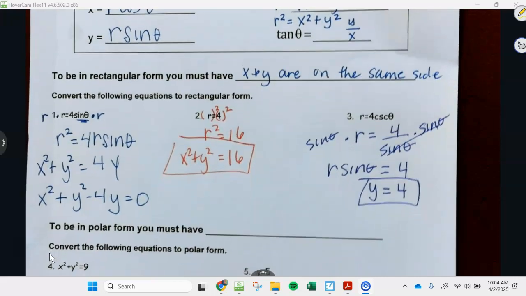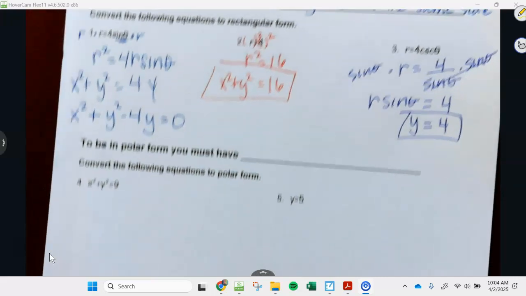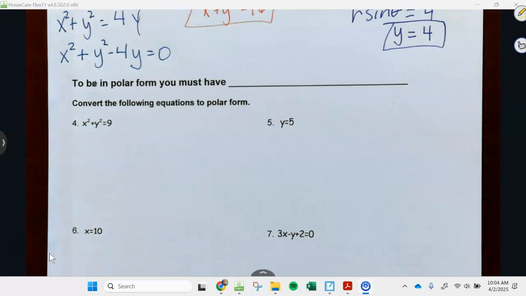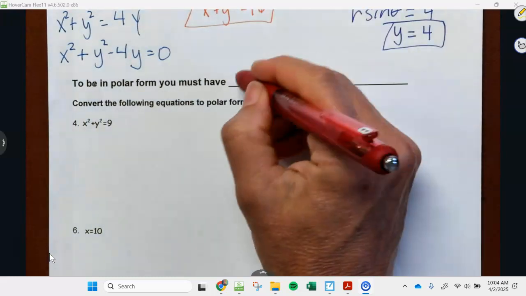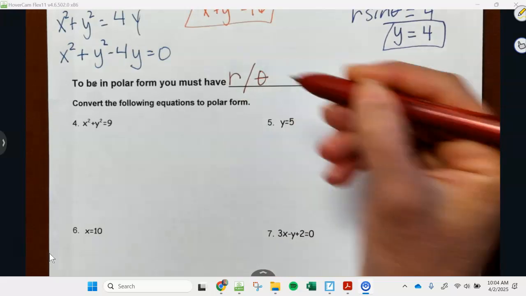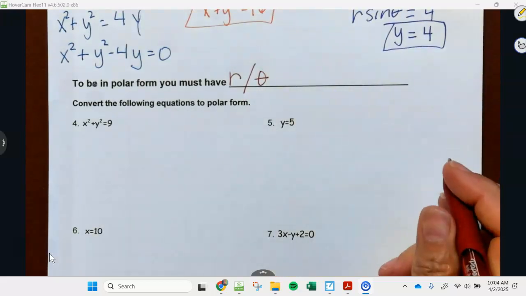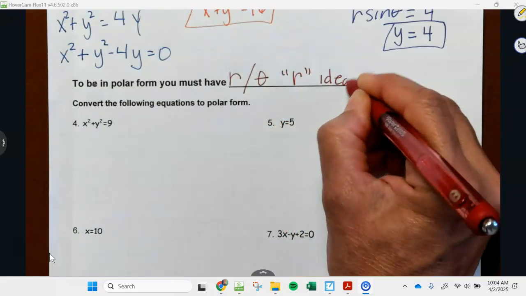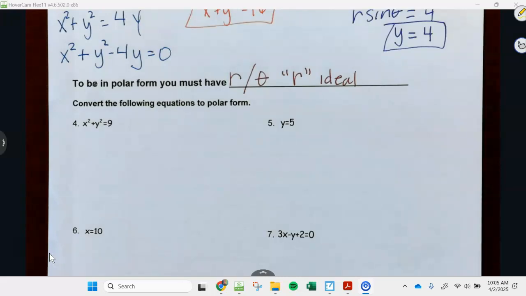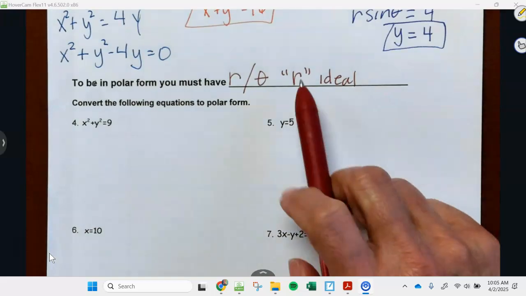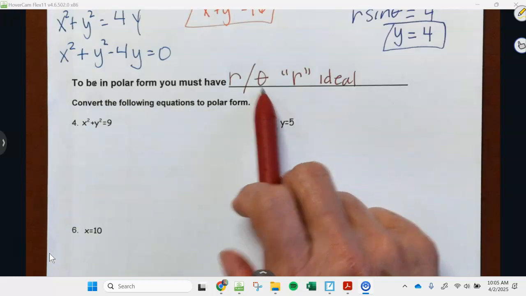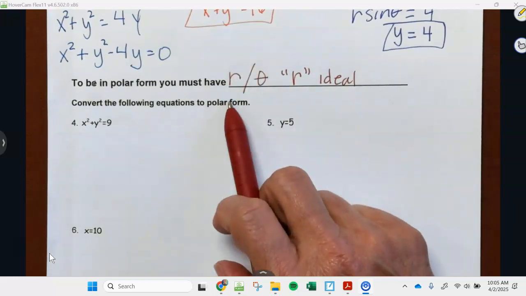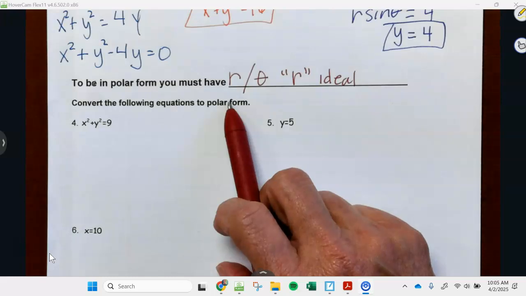Okay, now let's take a look at this next part. So for polar form, remember polar form has the letter r and it has theta. So that needs to be in the equation. Just r by itself is ideal, but sometimes you have theta with it, sometimes it's just theta. So we totally need to focus on the end game here. r is ideal, but sometimes it's just theta, sometimes it's both of them. You're just going to have to analyze each problem, and we'll talk about it.